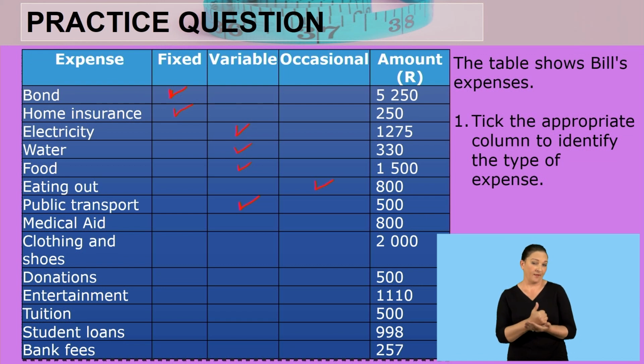Medical aid, fixed. Clothing and shoes, variable. Donations, occasional. Entertainment, occasional. Tuition, fixed. Student loans, fixed. And bank fees, variable. Right, let's carry on.